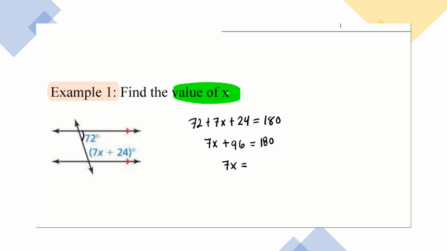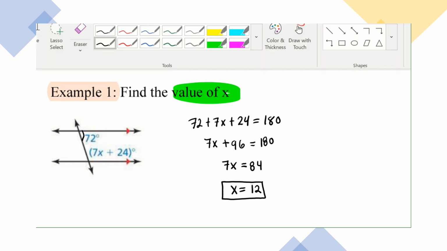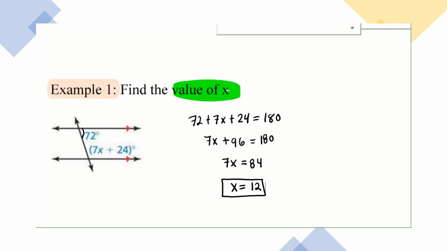So let's go ahead and combine our like terms, which is 72 and 24. And do inverse operations, which is subtracting 96 from both sides. And then lastly, we're going to divide, and that gives us that x equals 12. So we found x for this problem. And we are done since they're not asking us to find anything else.